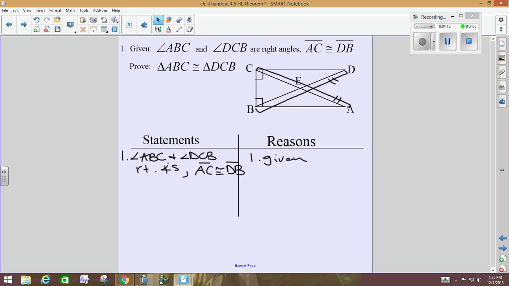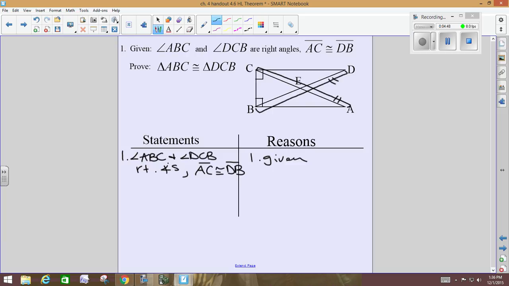What do you think? HL? Why would you say that? Because you're learning about it? Two of the three things are already figured out? Like what? Two? Okay, and what's the third thing? Good. One of the legs of the one triangle has to be congruent to the corresponding leg of the other triangle. So basically, I'm trying to find 2 more sides that are congruent.